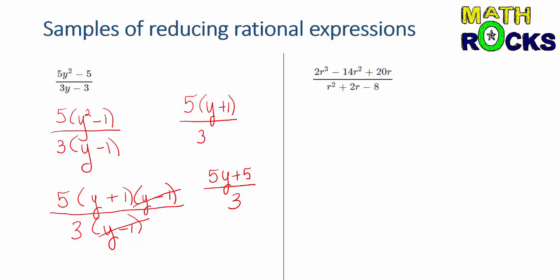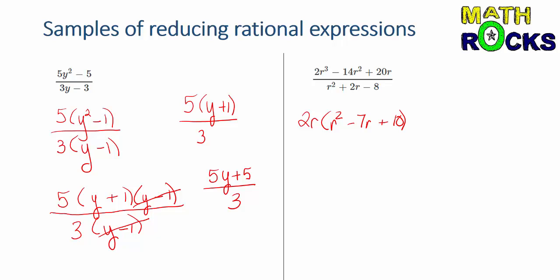Now let's look at the second example on the right. This one looks a little more complicated, but not really. It just has more terms on the top and more terms on the bottom than we had before. So let's begin again with our process of looking for the greatest common factor first. So I can see that there is an r that is common with all three terms, and there is a 2 that is common in all three terms. So I'm going to factor out a 2r, and that will leave me with r squared for the first term minus 7r for the second term plus 10 for the third term.